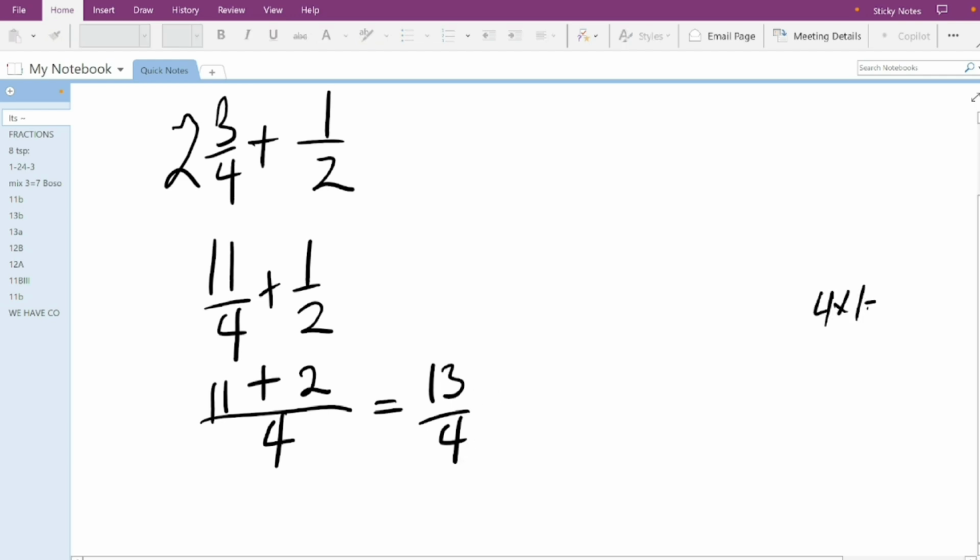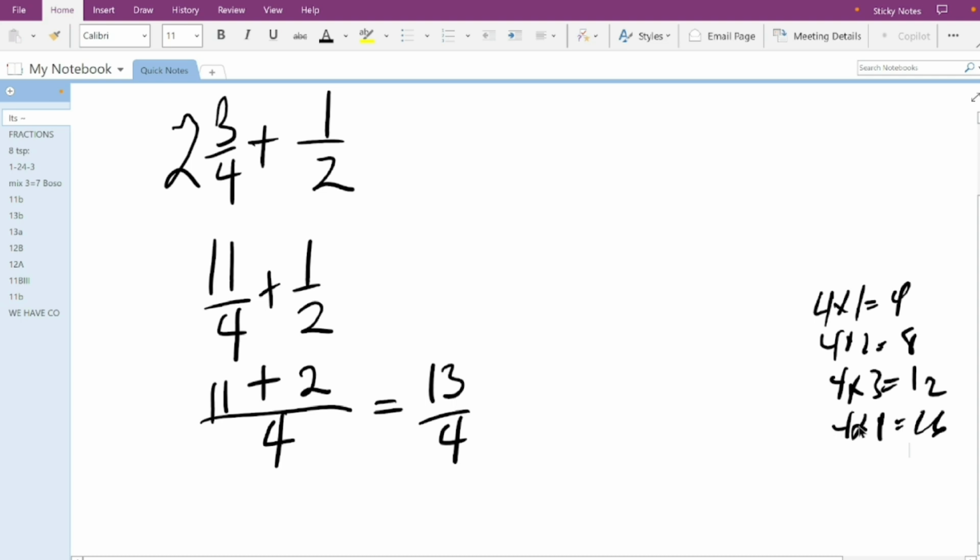4 times 1 is 4. 4 times 2 is 8. 4 times 3 is 12. 4 times 4 is 16. Since the closest to 13 is 12, 16 is bigger than it, so we can't use 4 times 4, so it's 4 times 3. That means 4 in 13 is 3.